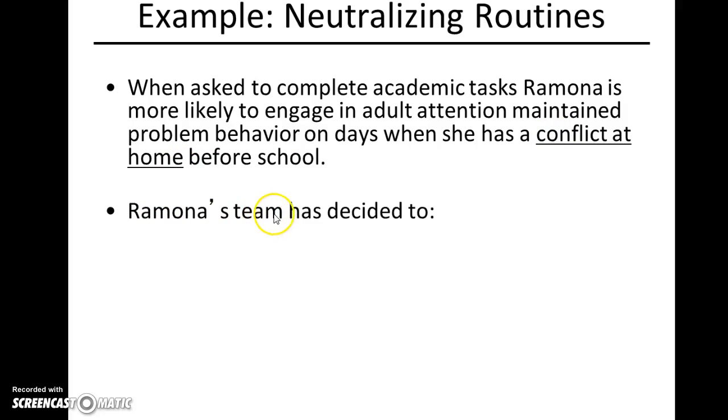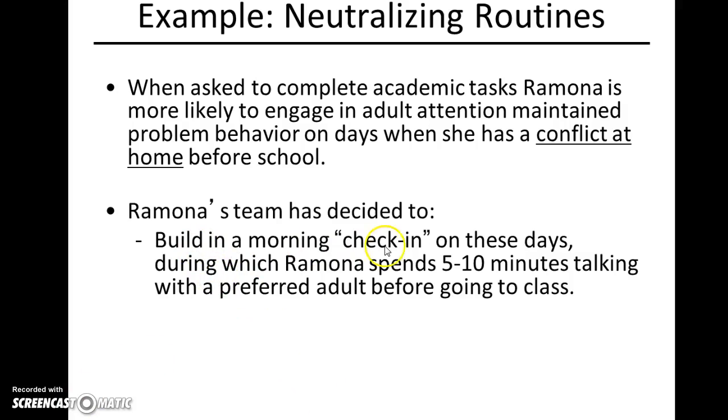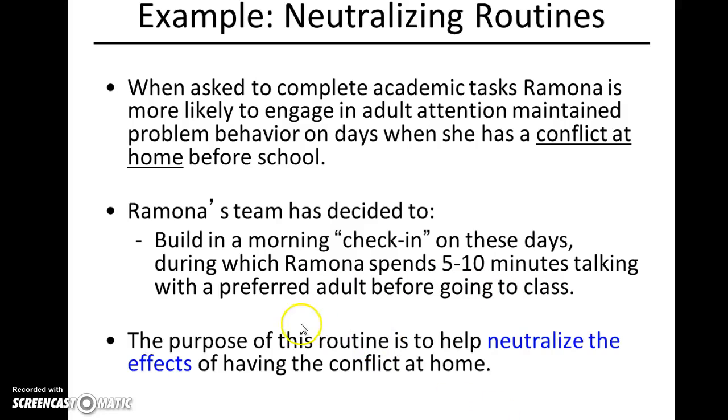So Ramona's team decided to go ahead and stop the video and see what you think you would do in that case. Okay, so they decided to build in a morning check-in on those days, during which Ramona spends 5 to 10 minutes talking with a preferred adult before going to class, kind of resetting her day. The purpose of this routine is to help neutralize the effect of the conflict at home. So the setting event is home, the antecedent, whatever it may be, in between that, they neutralize the conflict.